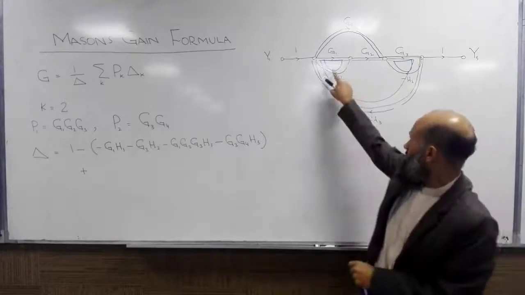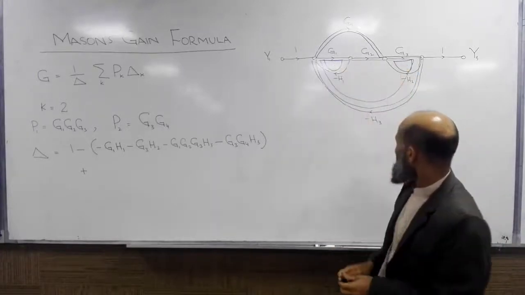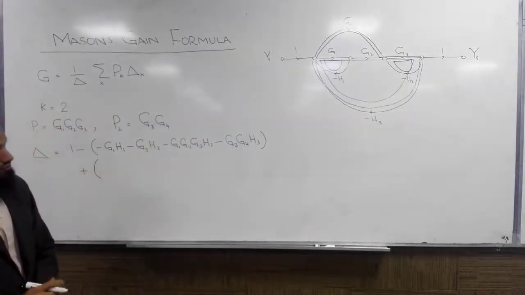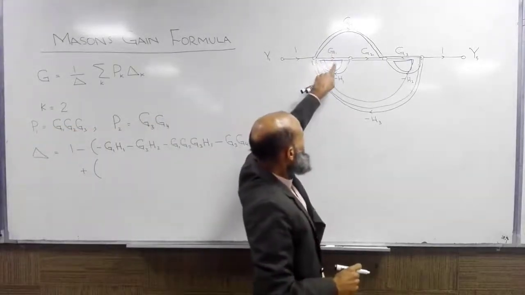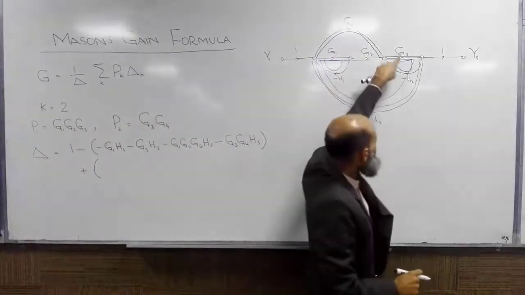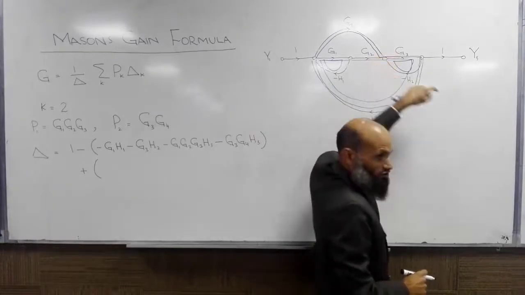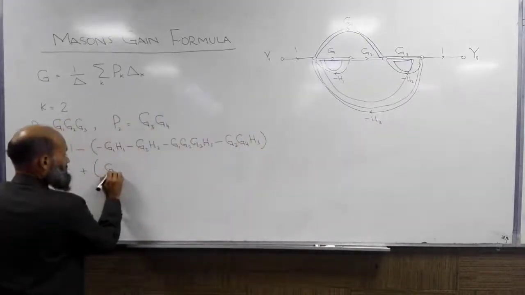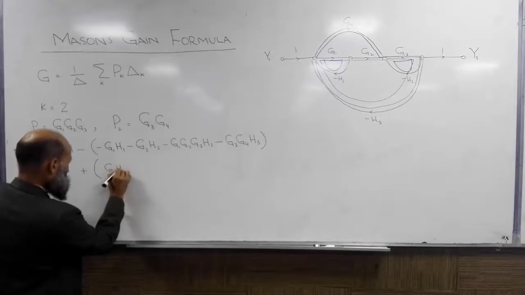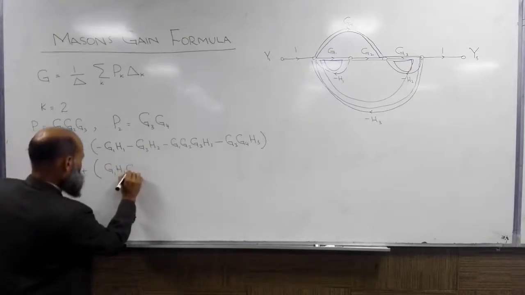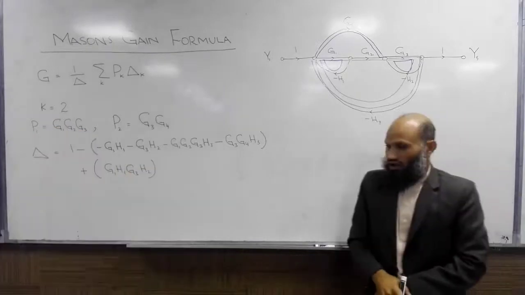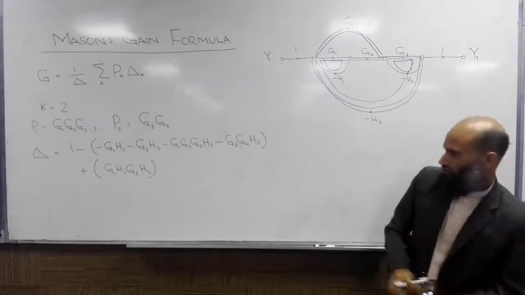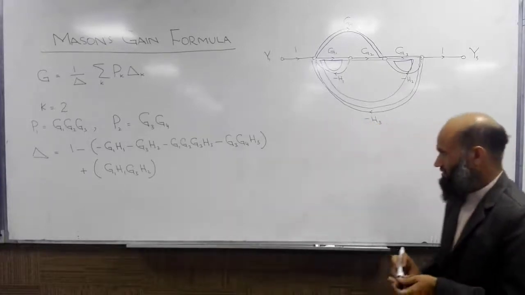There is only one combination. There is this one and this one. These are non-touching loops. So gain products. What is gain of this loop? Minus G1 H1. What is gain of this loop? Minus G3 H2. What is gain product? Plus G1 H1 multiplied by G3 H2. Is there any combination of three non-touching loops? No combination. So we have delta given by this expression.